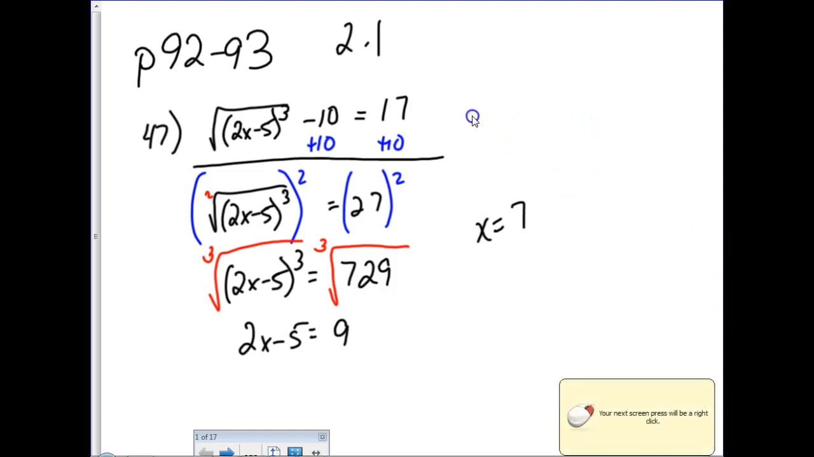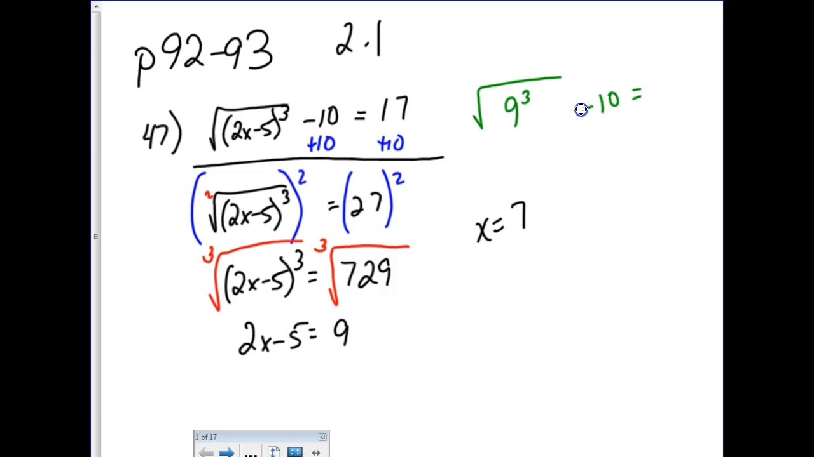So this one's not too bad to check. You have the square root of 2 times 7 minus 5, so 14 minus 5 is 9 to the third power. And that's not going to be a problem because this is going to work back out to 27 minus 10, which is 17. So check. Good. All right. What else you got?